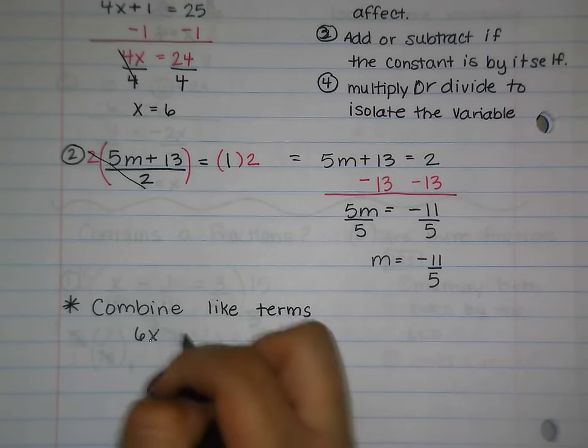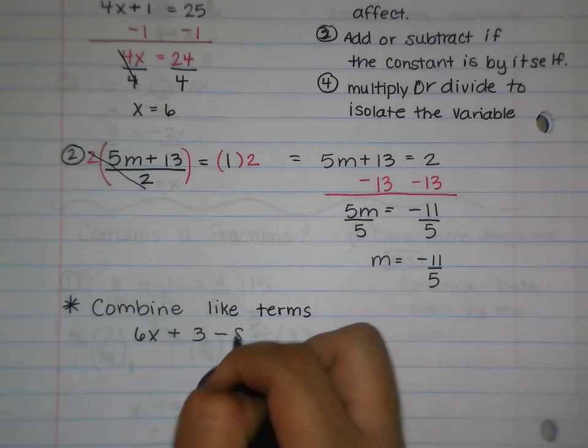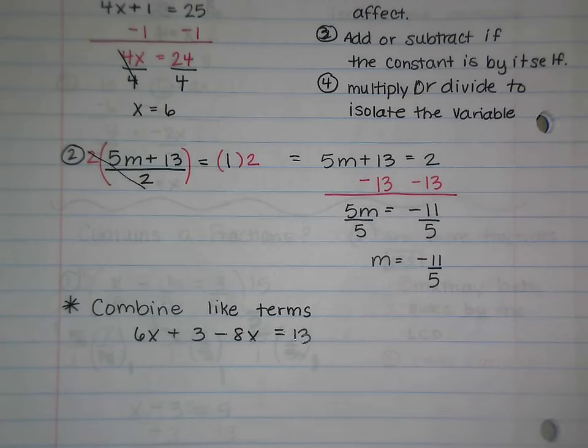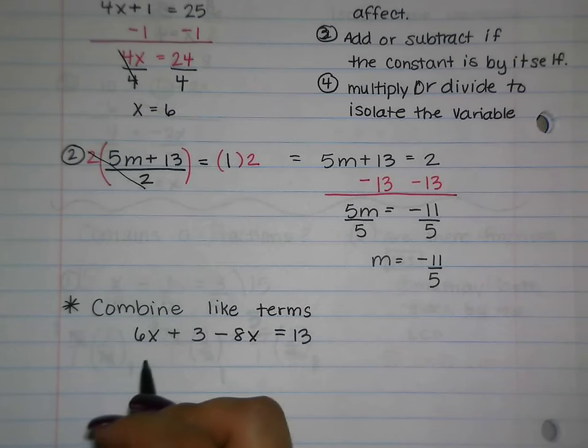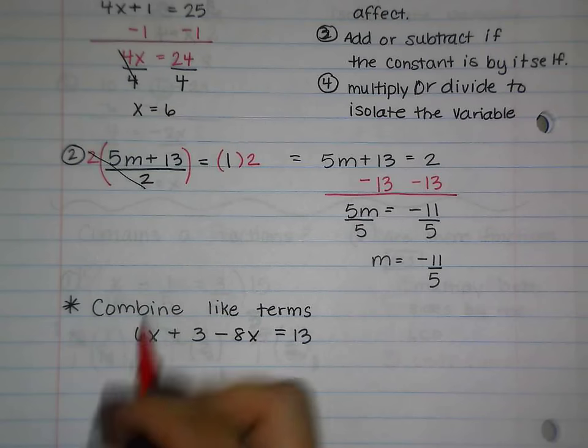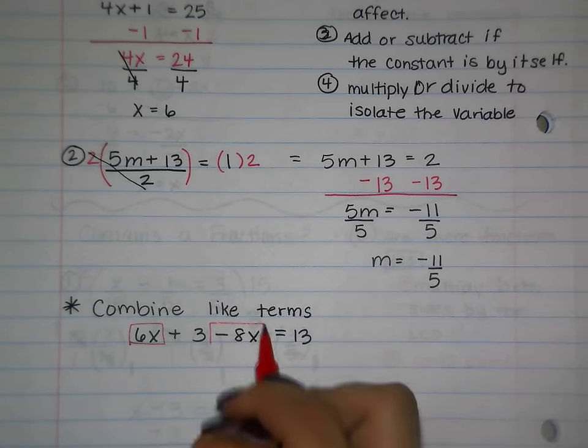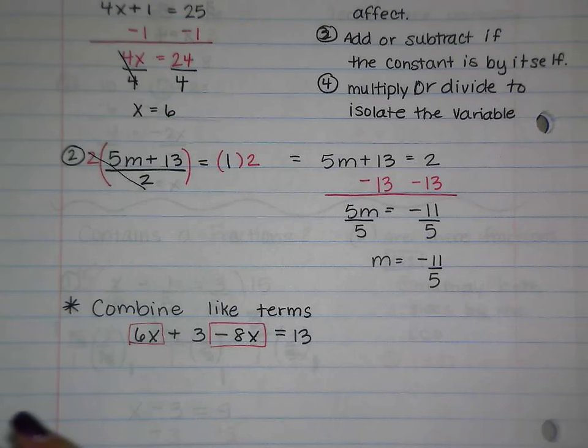We have 6x + 3 - 8x = 13. Okay, well, the first thing I can do is, well, first of all, there's not any fractions. And now I'm going to say, well, I have these like terms, right? So I think I'm going to need to go ahead and put those two together. If I'm going to combine like terms, that is now going to happen before our adding and subtracting. So let's look here: this 6x and this -8x, those are both x's, so I can combine those together.